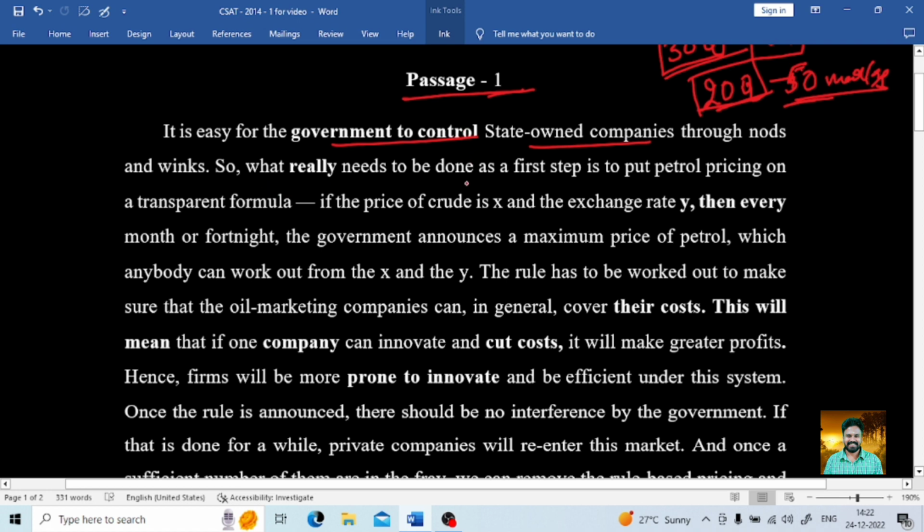So what really needs to be done, which means what is required to be done as the first step, is to put petrol pricing on a transparent formula. We have read the keywords in the questions below. Transparent formula was there, which means a transparent formula is required for what? Petrol pricing. A transparent formula is required for petrol pricing, meaning at present a transparent formula is not there. That is the reason there is a need to put petrol pricing on a transparent formula.